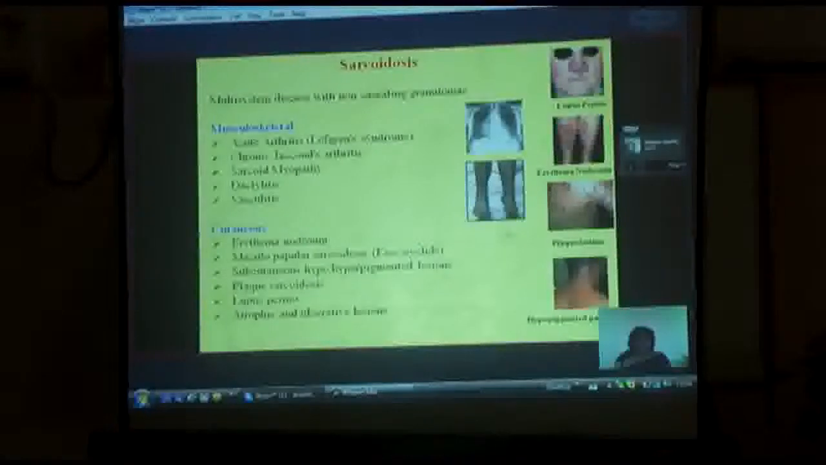The cutaneous lesions are erythema nodosum, as I've already mentioned, maculopapular sarcoidosis affecting the face and eyelids, subcutaneous hypo or hyperpigmented patches, plaque sarcoidosis, as you can see here, lupus pernio, which is an indurated erythematous chronic rash seen particularly in the nose, forehead, ears, and cheek. They can also have atrophic or ulcerative lesions.